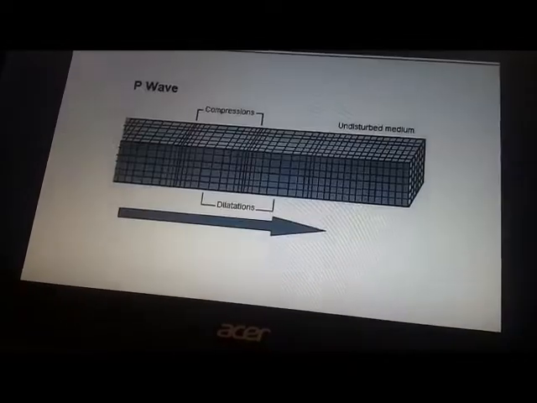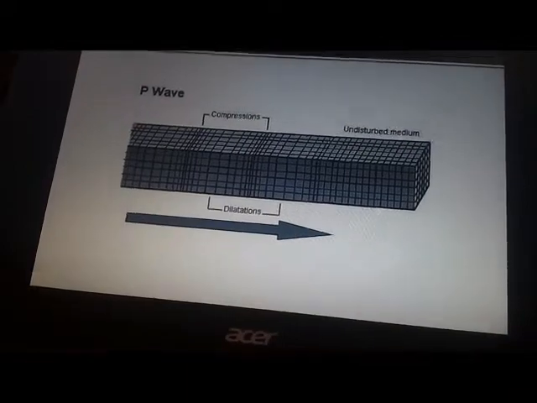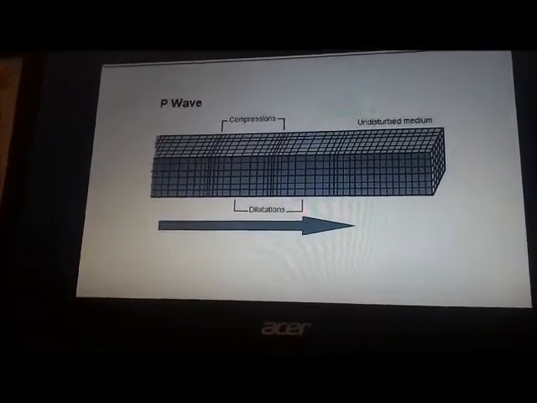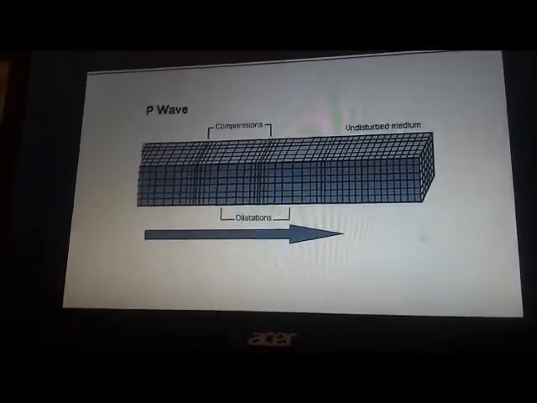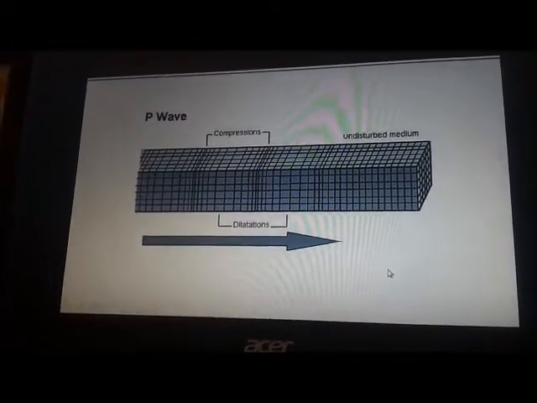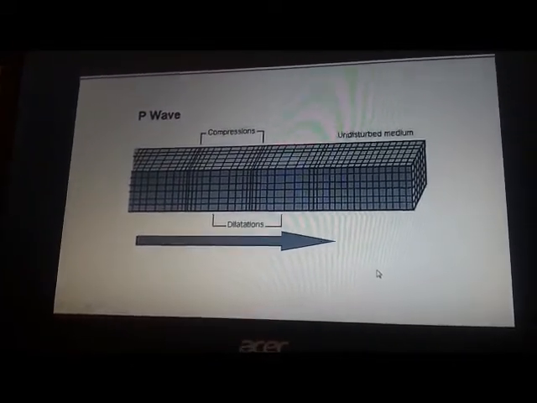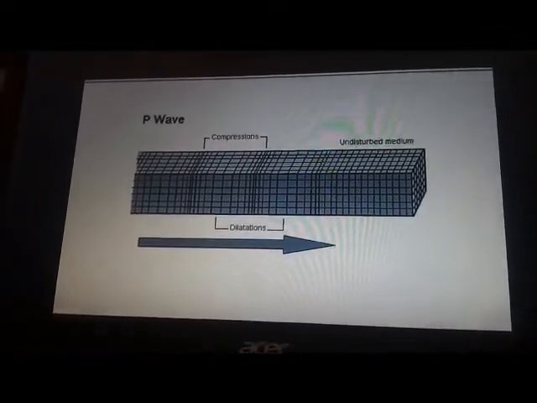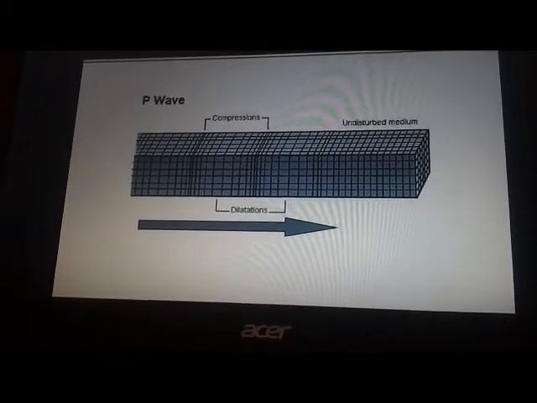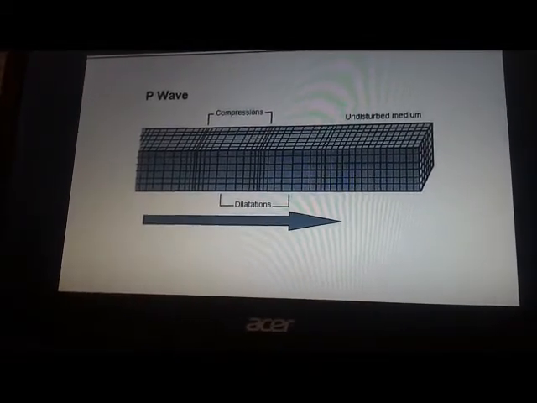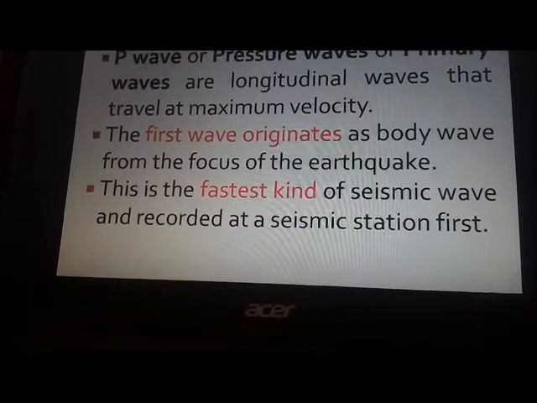The P wave is similar to the longitudinal wave which you might have studied in your earlier classes. There the disturbance travels parallel to the direction of propagation, and that is called the P wave. This is the wave which travels faster than any other seismic wave in this category. That is the nature of the P wave. This is a simplified diagram of the P wave. There you can see that compressions and rarefactions are alternately arranged.